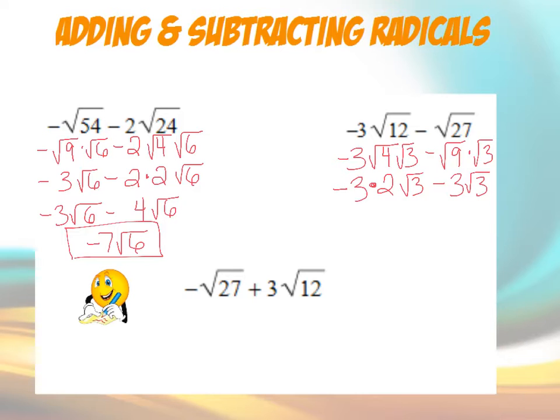Multiply the negative 3 and the 2 together. And once you've cleaned it all up, now you can see that you have these common radicals here. So that makes it possible so that we can combine these together. Negative 6 minus 3. Final answer.